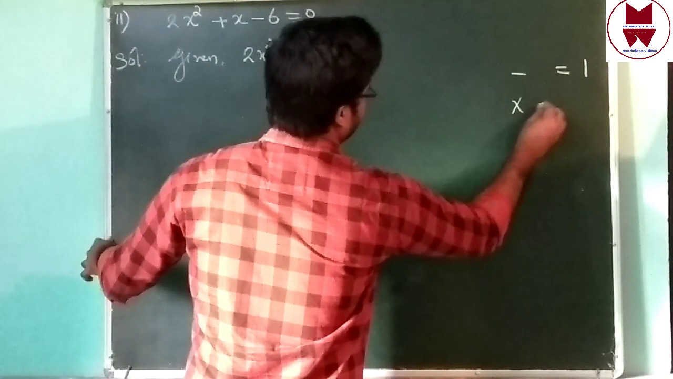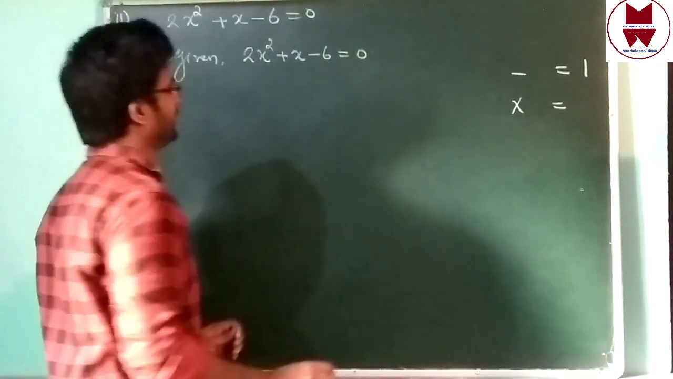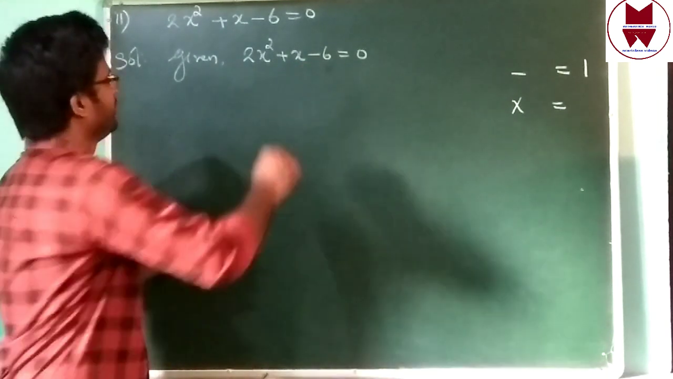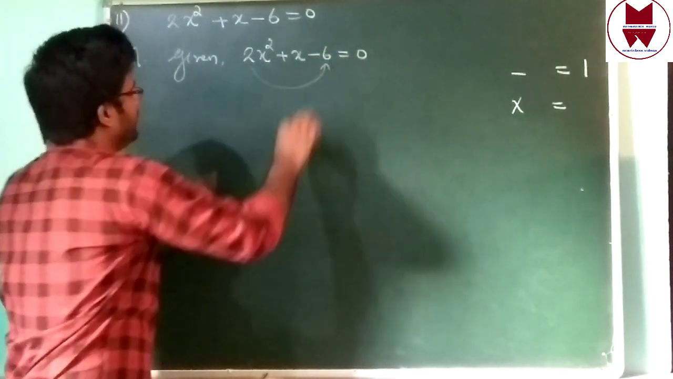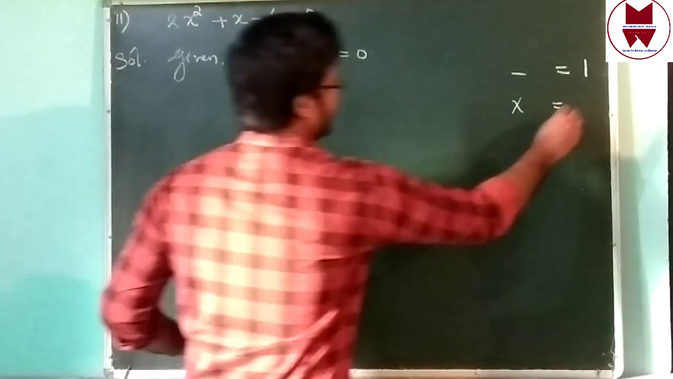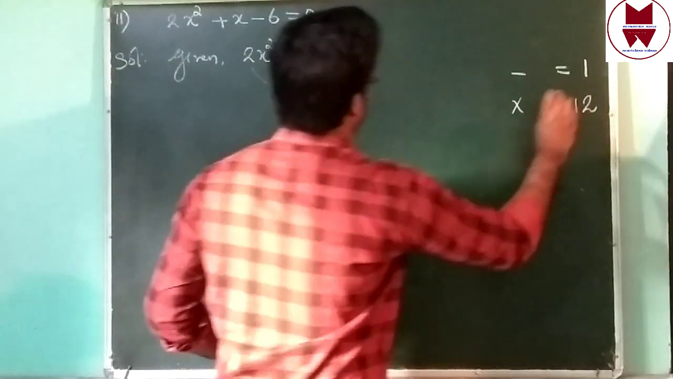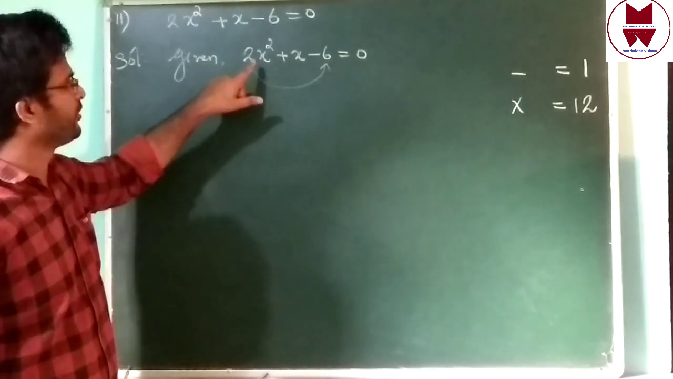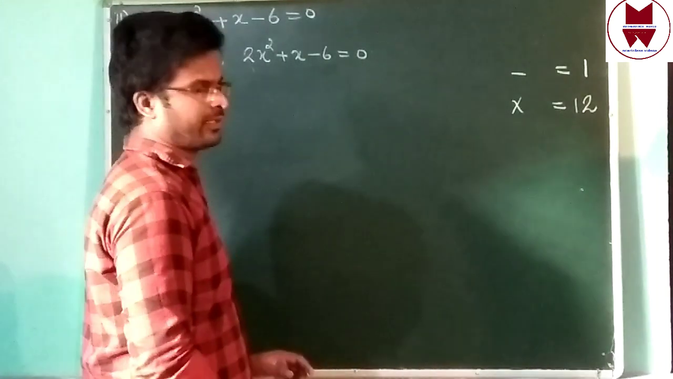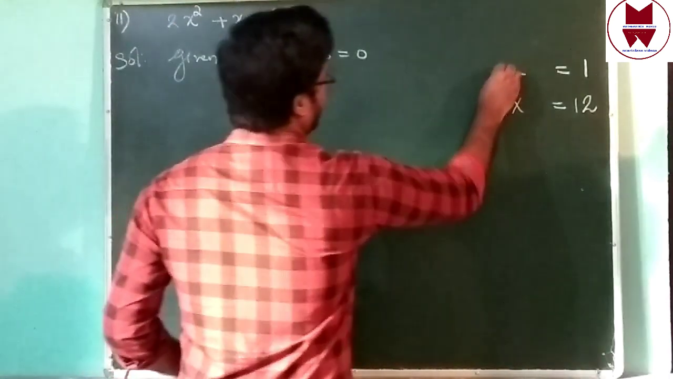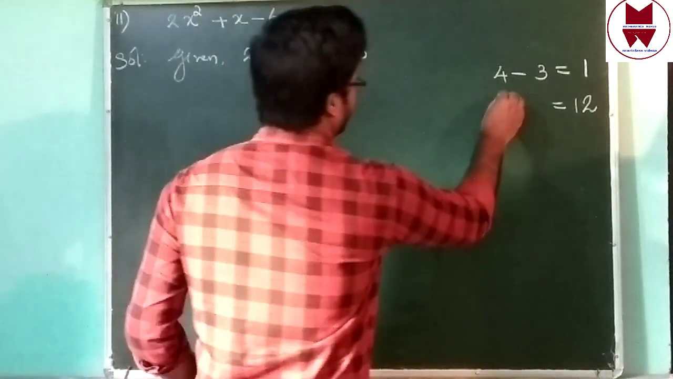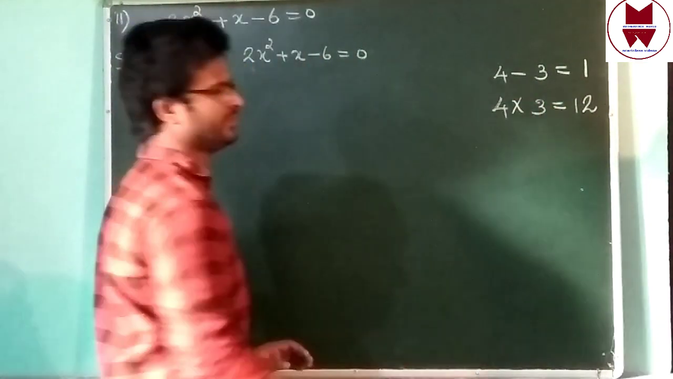When you multiply, we need which number? Check it. In here 6, but don't consider 6. We have to multiply this 2 and 6. 2 into 6, 12, isn't it? When you multiply, we need answer 12, not 6, because coefficient of x square is 2. Which are numbers? 4, 3. 4 minus 3, you will get 1. Then 4 into 3, you will get 12.